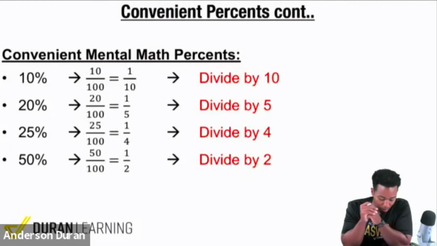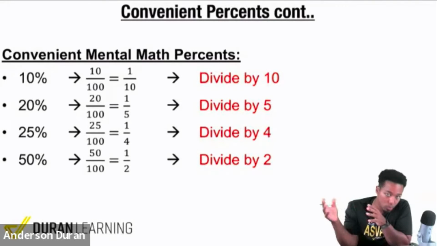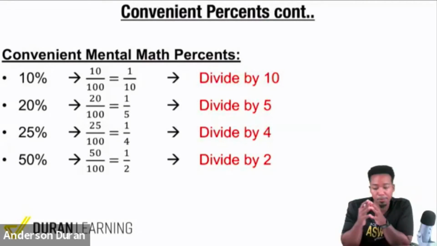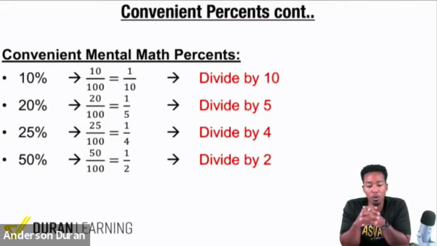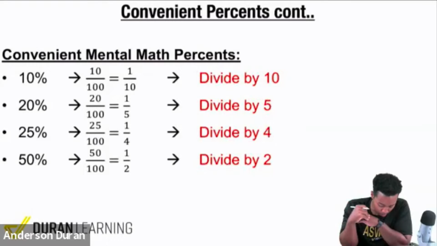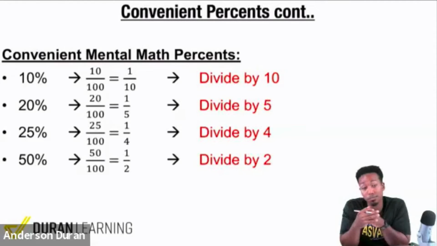And so we have a couple more convenient ones. 10%, 20%, 25%, and 50%. These are all more convenient ones as well. Please go ahead and take a screenshot, because with these, we're going to move forward again. I'm going to give you guys a chance to practice.